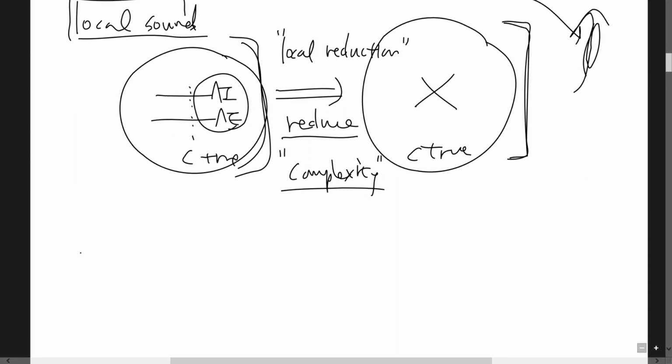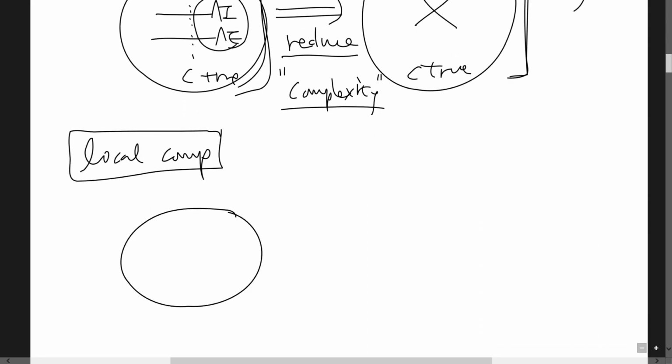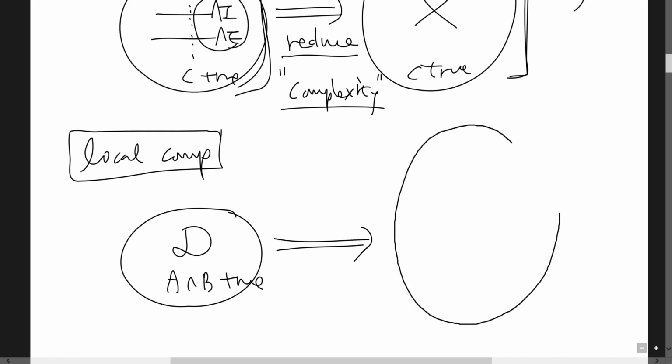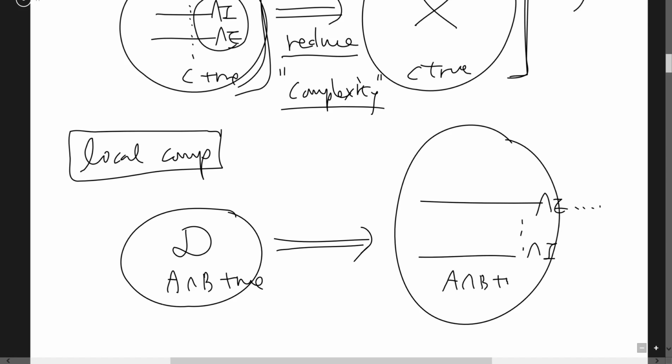What about local completeness? At this time, you start with a proof that involves a particular logical connective, and then try to expand it by first applying the elimination rule as many times as necessary, and then applying the introduction rule to deduce the same judgment. So the derivation tree increases in complexity, and we call this expansion local expansion.